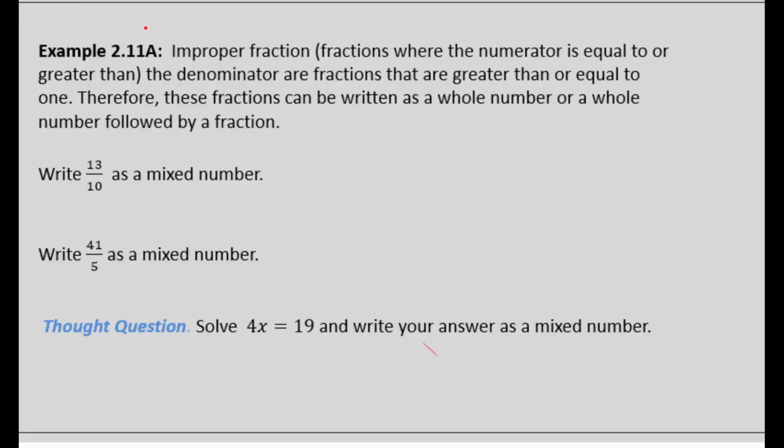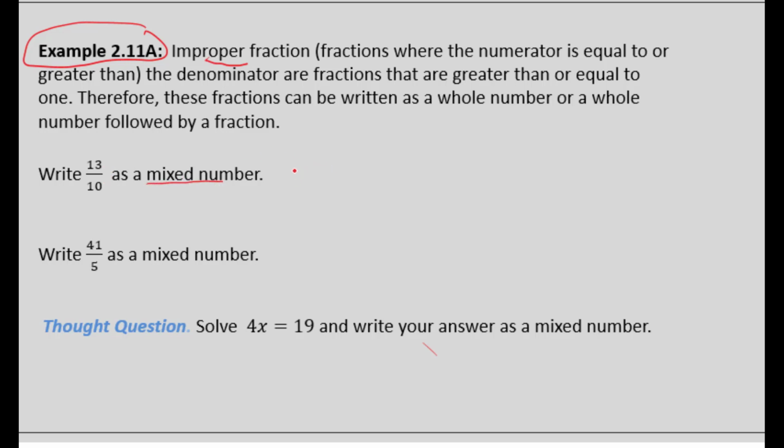So this is our last example, 211a. We're going to take an improper fraction and we're going to turn it into a mixed number. Improper means that the numerator is greater than or equal to the denominator. So if it's greater than or equal to the denominator, then it's either 1 or something greater than 1. So I'm going to turn it into a mixed number. I'm going to do it this way.